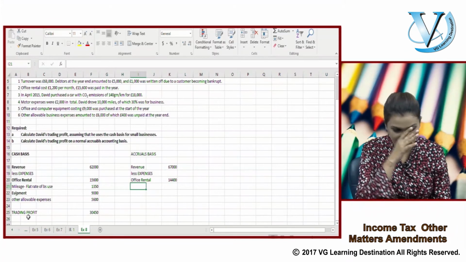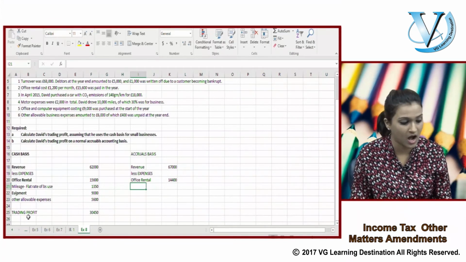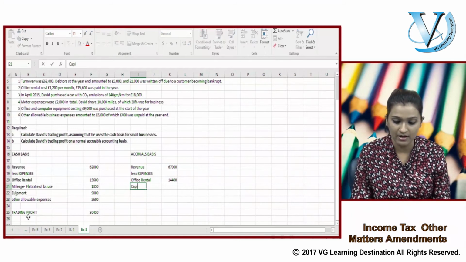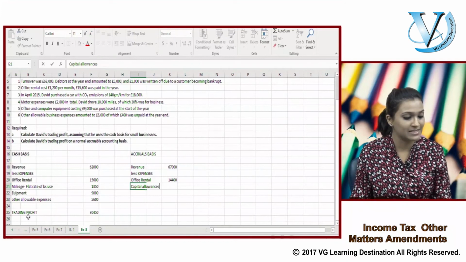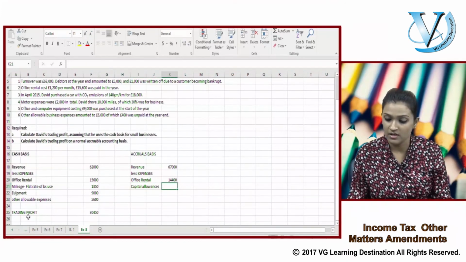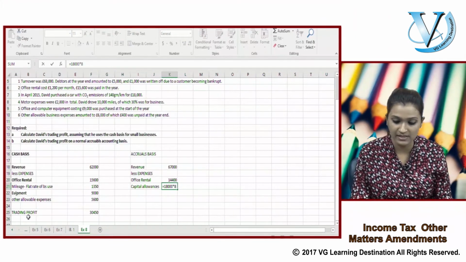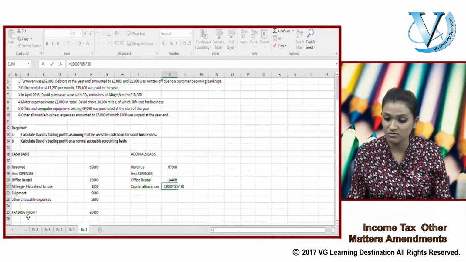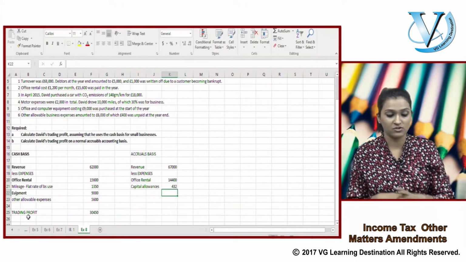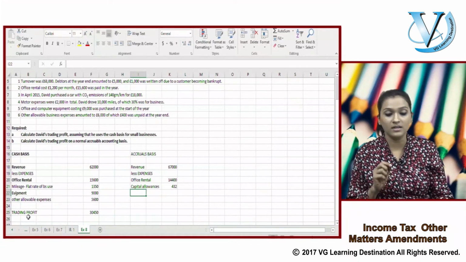What next? You've purchased a car. On the car, you're going to claim what? You're going to claim capital allowances. It's a high CO2 emission car, so it's going to be 18,000 multiplied by 8%, multiplied by business use of only 30%. So 432 is what you can claim as capital allowances on the car.